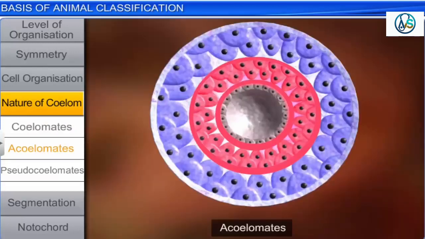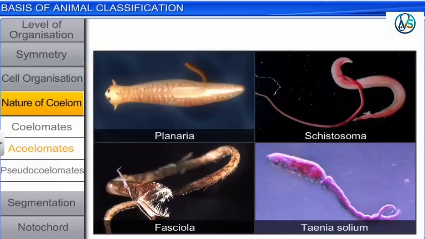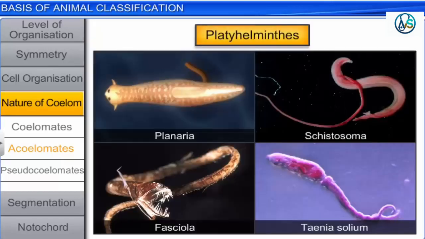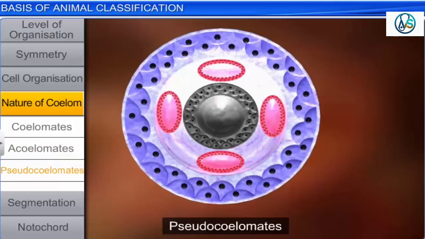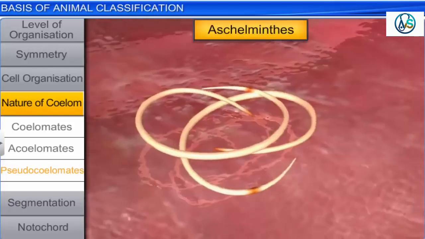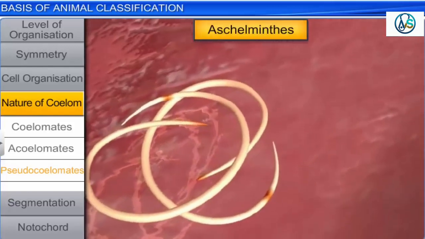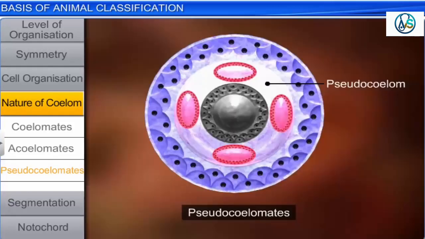Acoelomates are animals in which the body cavity is absent, such as platyhelminthes. Pseudocoelomates are animals that possess a pseudocoelom, such as aschelminthes. A pseudocoelom is a body cavity in which the mesoderm is not lined, but rather scattered between the ectoderm and the endoderm.